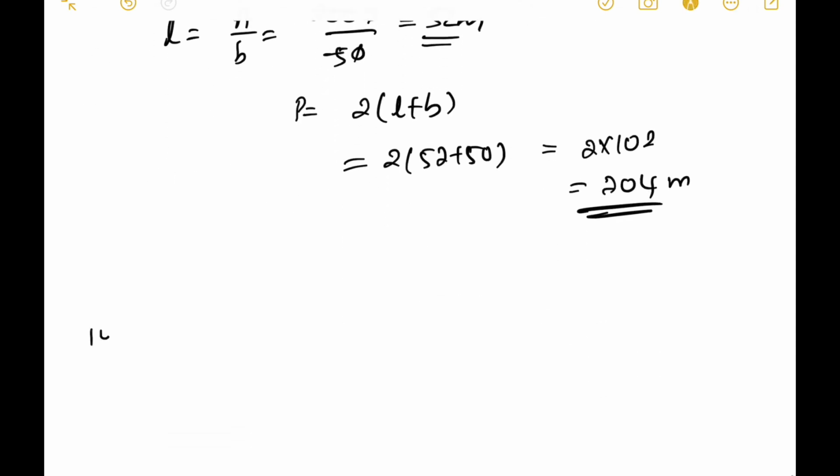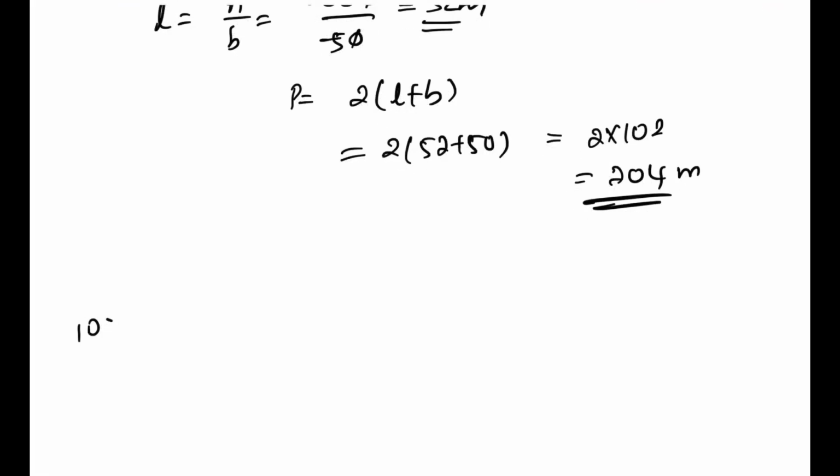Coming to the 10th one. What will happen to the area of a rectangle if its length and breadth both are trebled? Now we are thinking, what is the meaning of trebled? Trebled means it is made 3 times. Okay. So what will happen to the area of rectangle? Its length and breadth are trebled, what is the meaning of that?